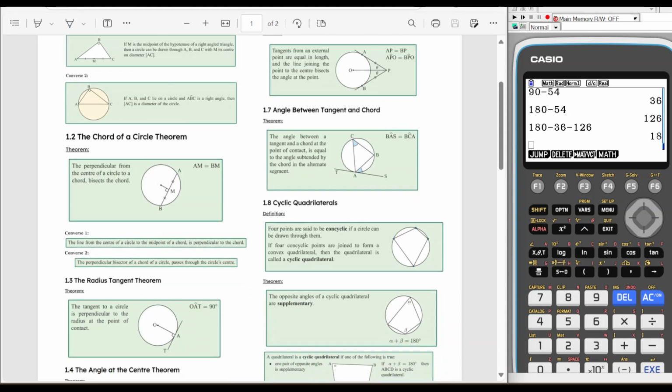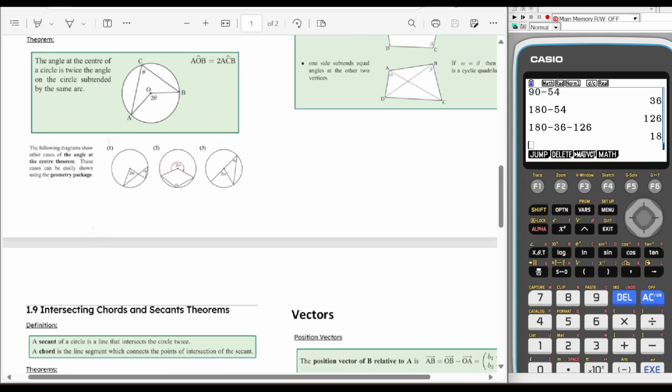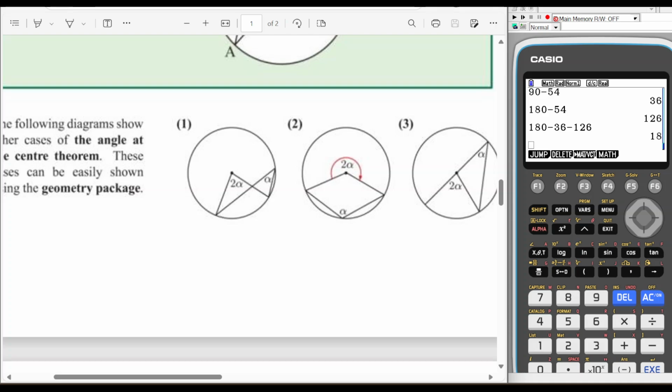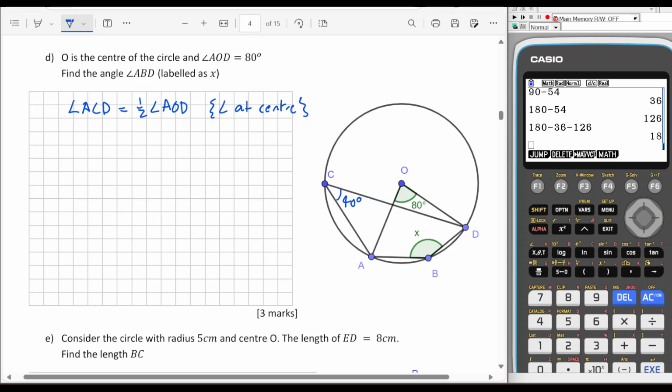So if we have a look at what that theorem says, where is it? Angle at center. We've essentially got that very first little subcase of angle at the center. Okay. ABDC is a cyclic quadrilateral. Therefore, 40 plus x is 180. Therefore, x is 120. All right, so that's one way you could do it.